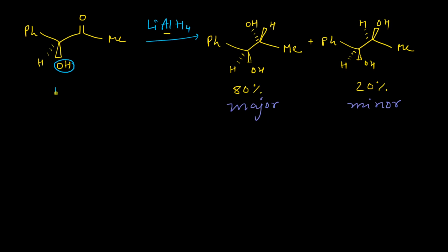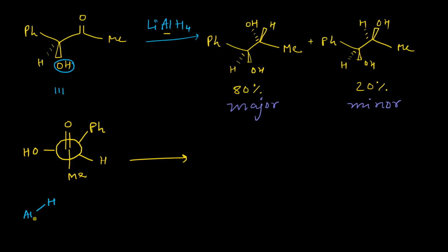To understand that, we have to first draw this compound in Newman projection formula. So here will be our carbonyl group, here will be the phenyl group, here will be the hydrogen, and here will be the OH group. So now in the first step, what will happen? The lithium aluminum hydride will supply the H-, or hydride, which will now behave as the base.